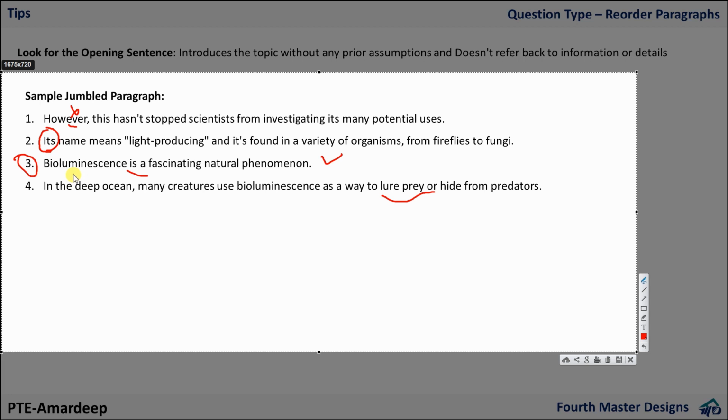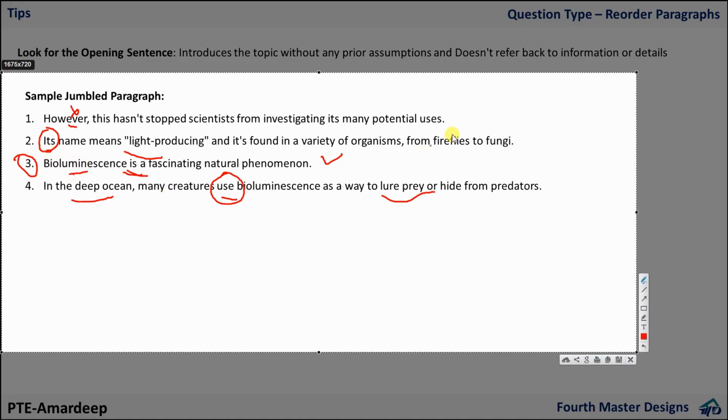It is defining what bioluminescence is. Okay, now this is going to be my first one. Now I need to go for my second one. So its name means light producing. In the deep ocean, many creatures use. So here they are talking about use. Its name means light. Now here they are defining and then they are using its. Okay, its. So there is a possibility that it is referring to this one.